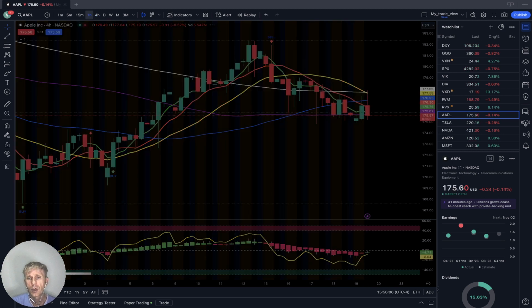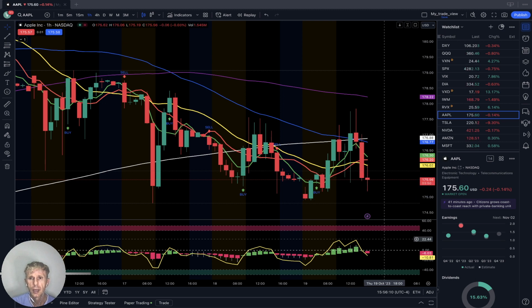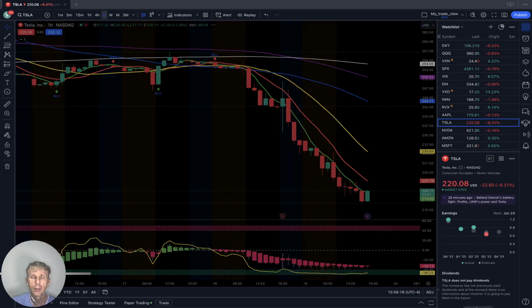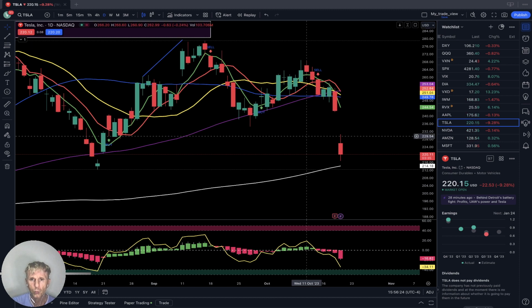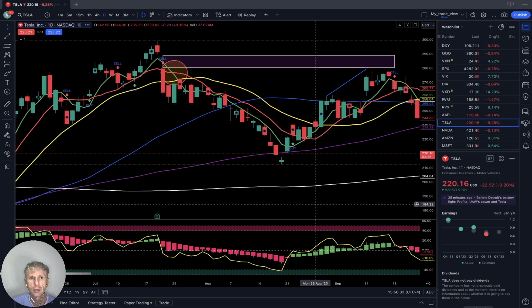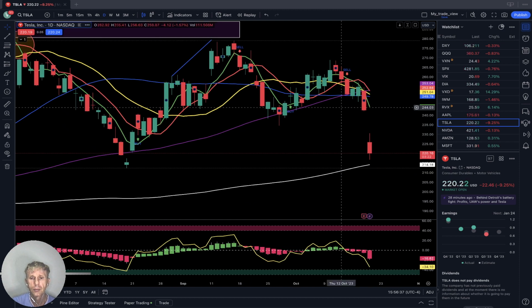1 hour time frame for Apple, last bar below all moving averages, bearish trend. Apple is bearish, right? Tesla minus 9% today again. Tesla very negative after the earnings, right? Huge gap down. It tested this level, 215. It created a huge gap down.